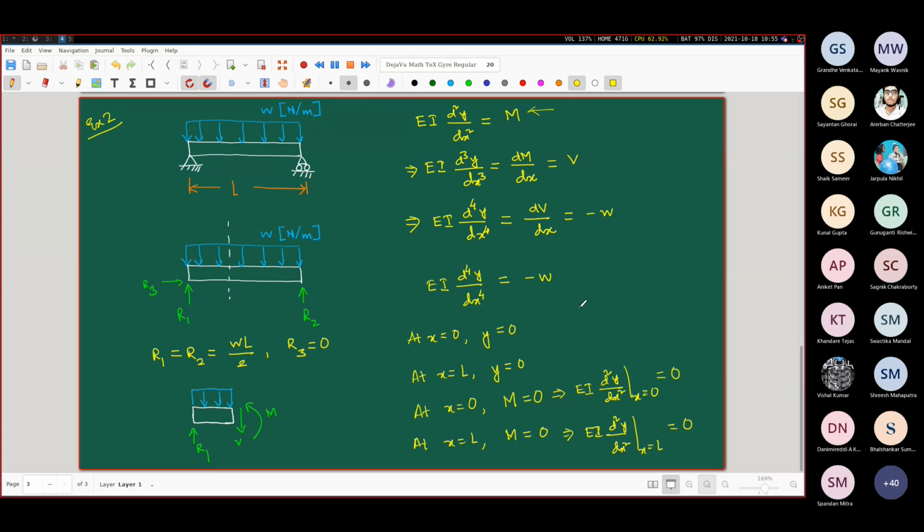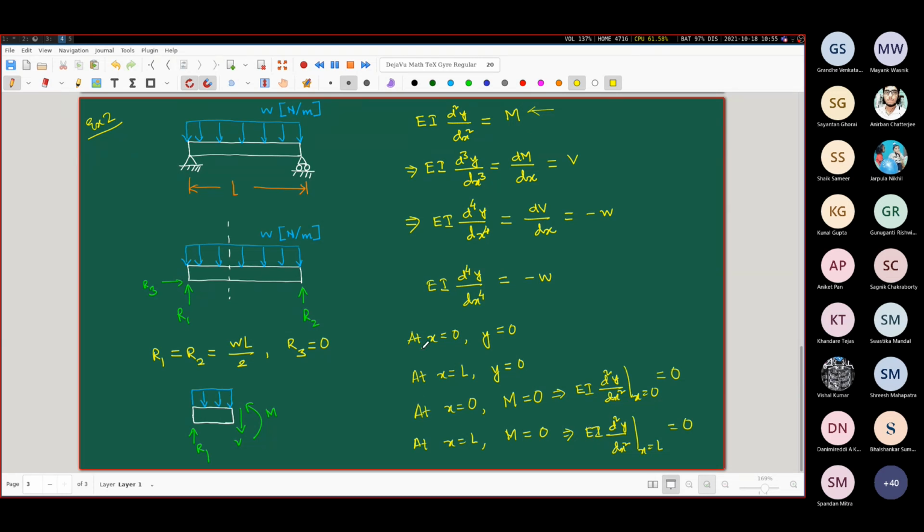Then you differentiate that expression twice to find out EI d²y/dx², and then you can say that that is itself the M, and then that expression you put equal to 0 at x equal to 0 and L, and you will be able to find out the constants of integration.